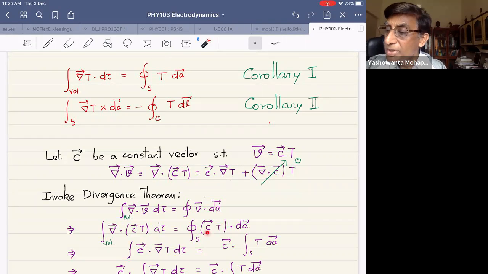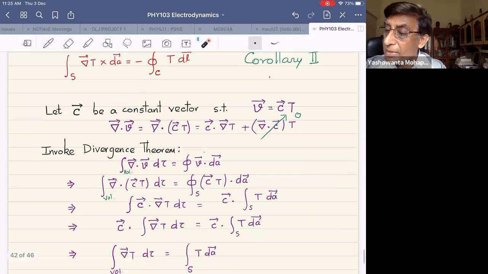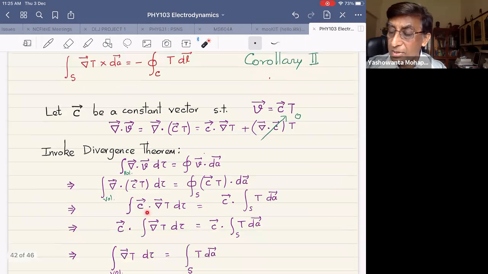And this, being a constant vector c, I can always take out of the integral. So you can see I'm getting my T dA here. This is the right side part, right? And this is, of course, c, also a constant vector, so I can take that out.